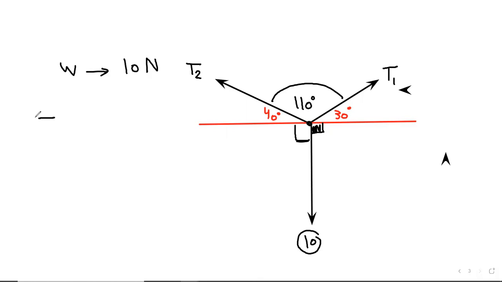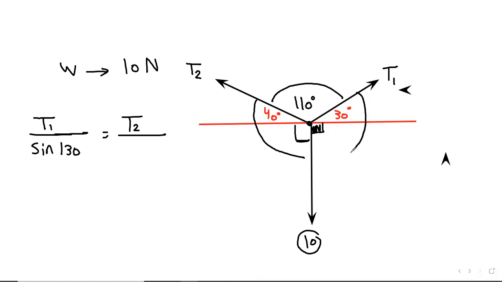Lami's rule: T1 over sine the angle between the other two forces, here the angle is 130, sine 130, equals T2 divided by sine the angle between the other two forces, sine 120, equals 10 over sine the angle between the other two forces, sine 110.